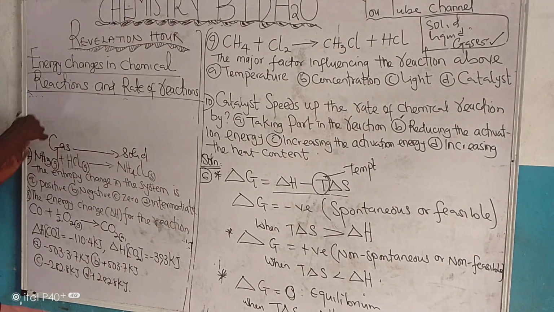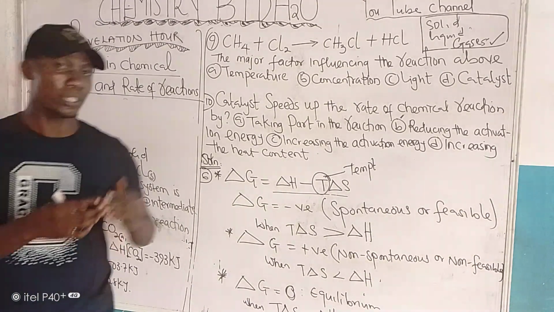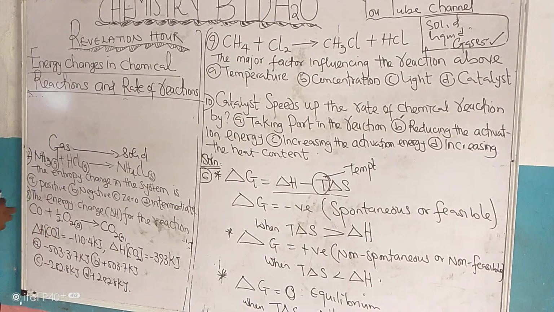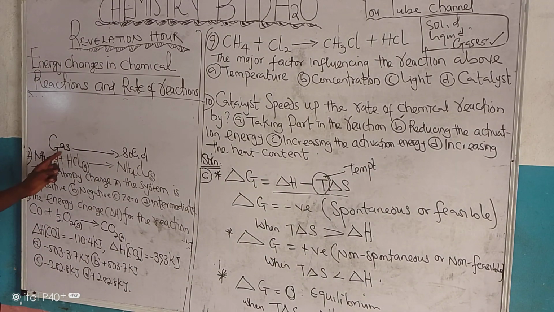If it had moved from solid to gas, the entropy would have increased. So please take note of that. A reduction in entropy, as it is in this place, means a negative entropy. So the answer is not A. Our answer is B. Question number 8 says the energy change for a reaction.